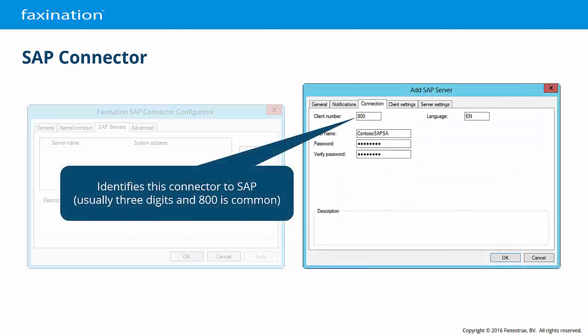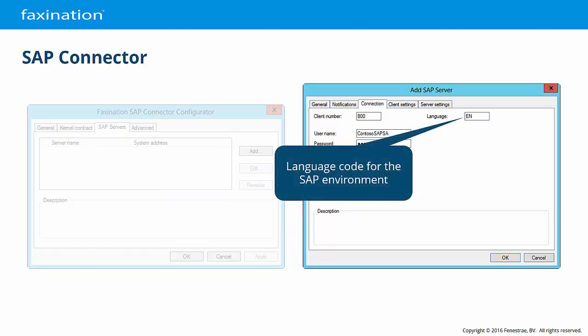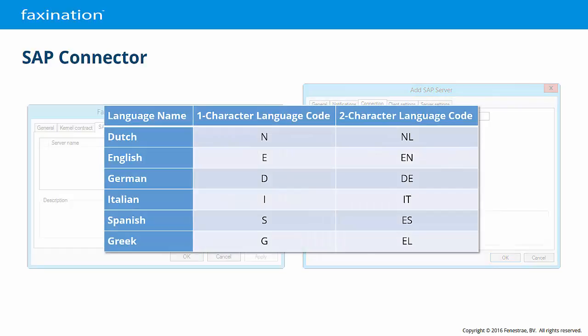On the Connections tab, you can define the client number that identifies this connector to SAP. 800 is the most common. You can specify the credentials to use for SAP server access and the language code of the SAP environment. 1- and 2-character language codes are supported, and the default is English.